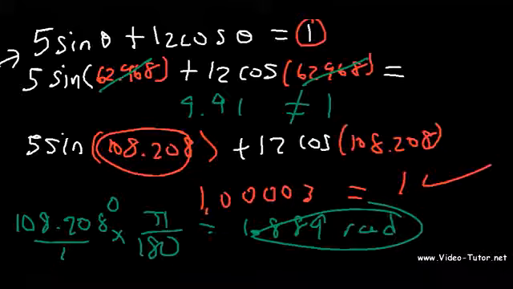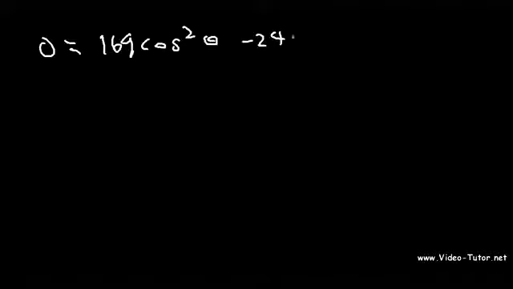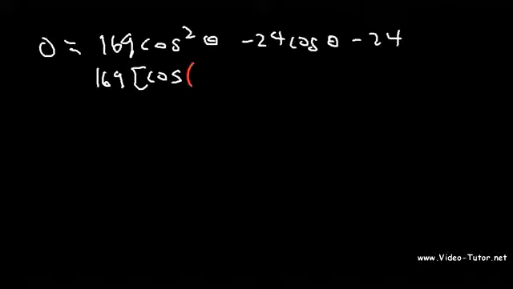Now, you might be wondering why only one answer worked but not the other. The reason being is when we square the equation, you get a new answer. So let me prove it. After we squared it, we eventually got this equation, 169 cosine squared minus 24 cosine theta minus 24. So if you plug in the angle, let's say 108.208, type in your calculator just exactly the way you see it on the board.